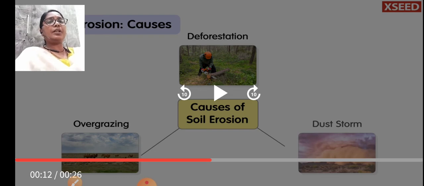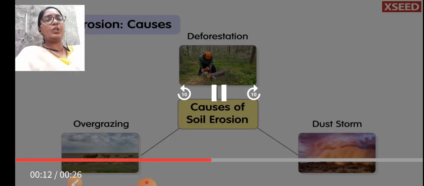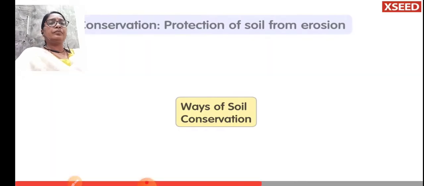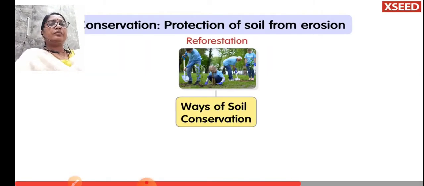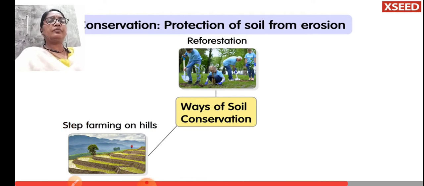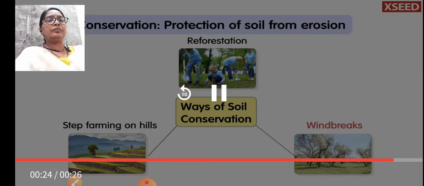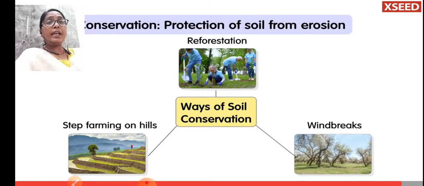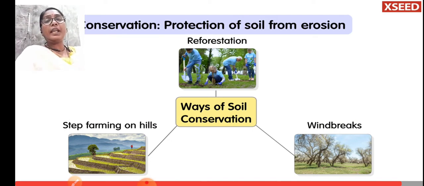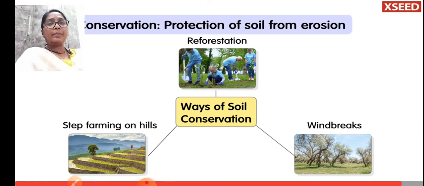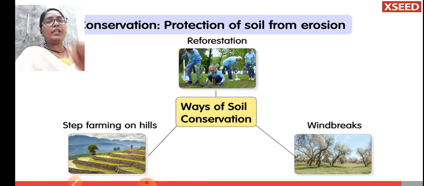Then how to stop soil erosion and how to conserve the soil from rainfall and winds. We can conserve soil by reforestation, step farming on hills, avoiding overgrazing, and making windbreaks. So reforestation, also called afforestation, means growing a number of trees, a number of plants. Each child has to take care of one plant compulsorily, so that when the plants are there, their roots will hold the topsoil. Then we can stop soil erosion.